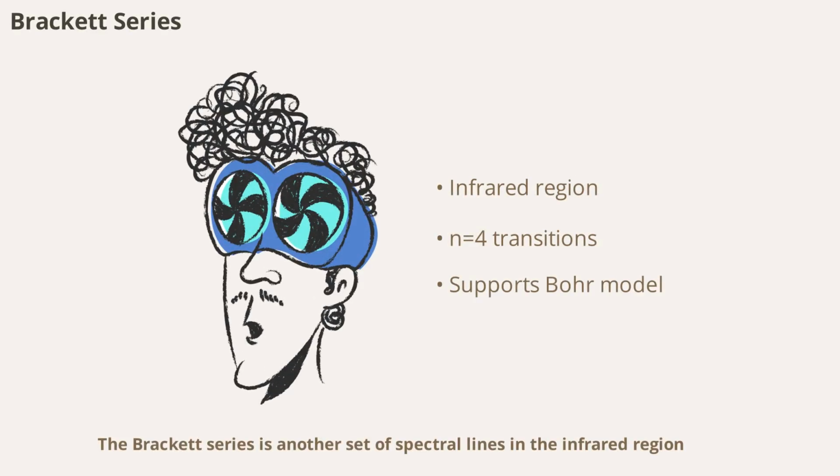The Brackett series is another set of spectral lines in the infrared region, observed when electrons in hydrogen atoms transition to the fourth energy level. These lines are less energetic than those in the Paschen series, but still provide important information about atomic structure. The discovery of the Brackett series further confirmed the predictions of Bohr's model and the existence of quantized energy levels in atoms.